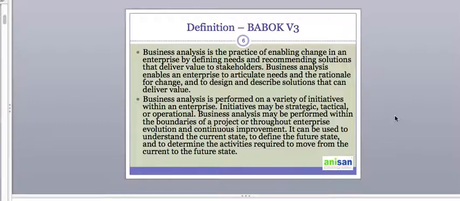It is from the inception of the organization till the termination phase or till the end of the organization life cycle, we may need various technologies to run and improve the operations. Okay, it can be used to understand the current state and define the future state and determine the activities required to move from current to future states.